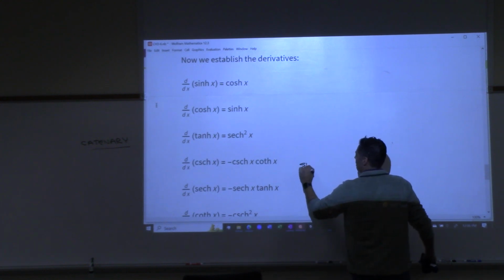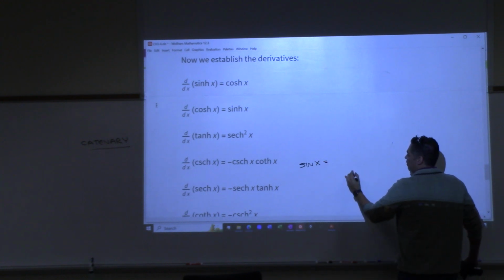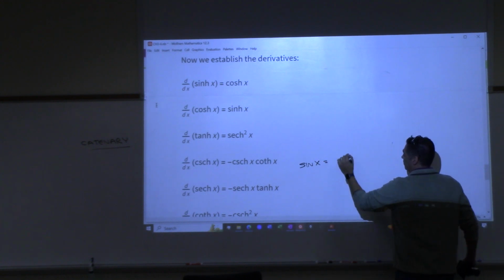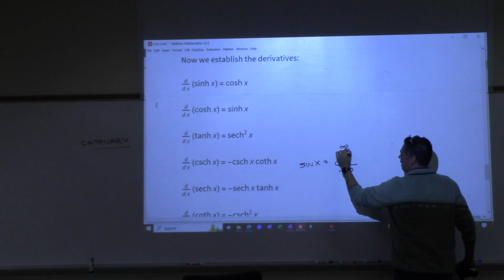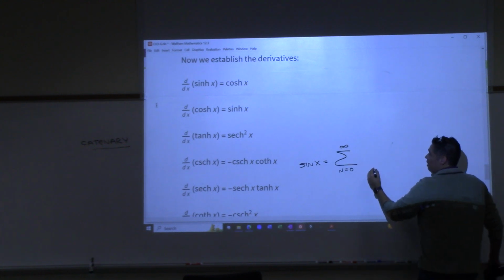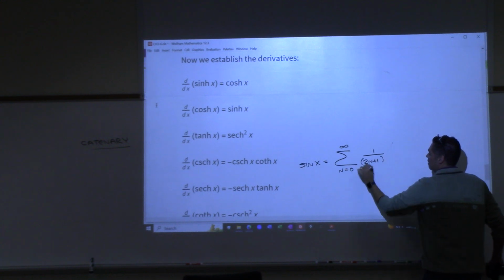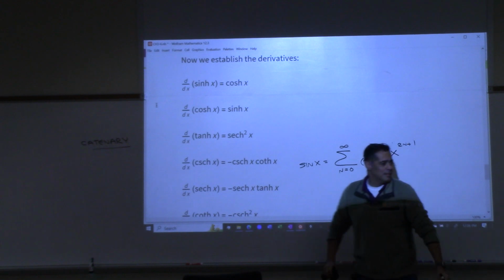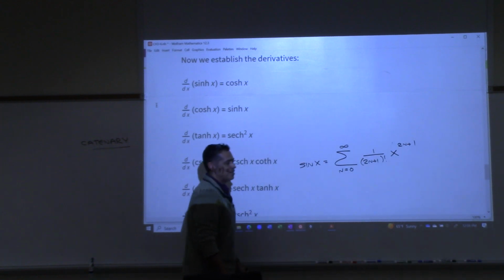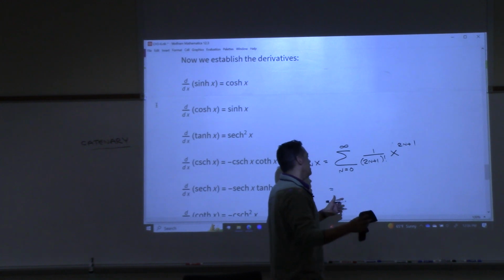It's this. Sine x equals, how ugly do we want to go here? The sum from n equals 0 to infinity of 1 over (2n plus 1) factorial times x to the 2n plus 1. That's what sine x is. Why is math yelling now? But that looks terrible.